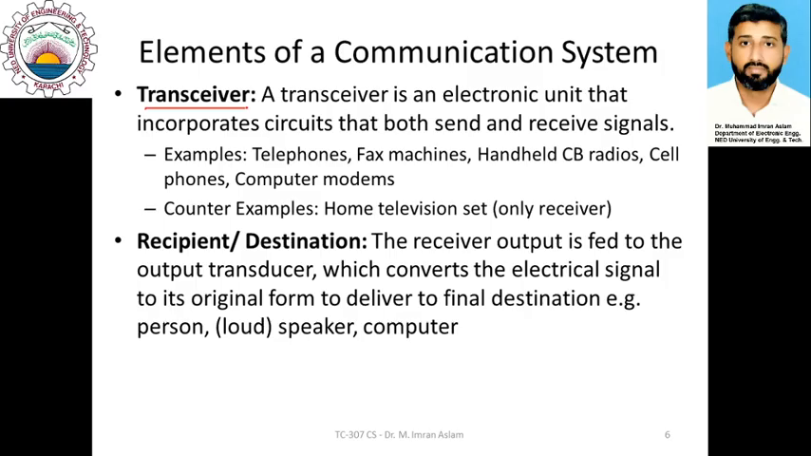There are some counter examples as well, like the home television set, which is actually receiver-only circuitry, because it's not intended for transmitting any signal. Once the signal is received at the receiver side, it has to be delivered to the recipient or destination in the appropriate form. Generally it's converted back into the original waveform. For example, if it's a voice signal, it is fed into a loudspeaker so that the person can hear that voice.